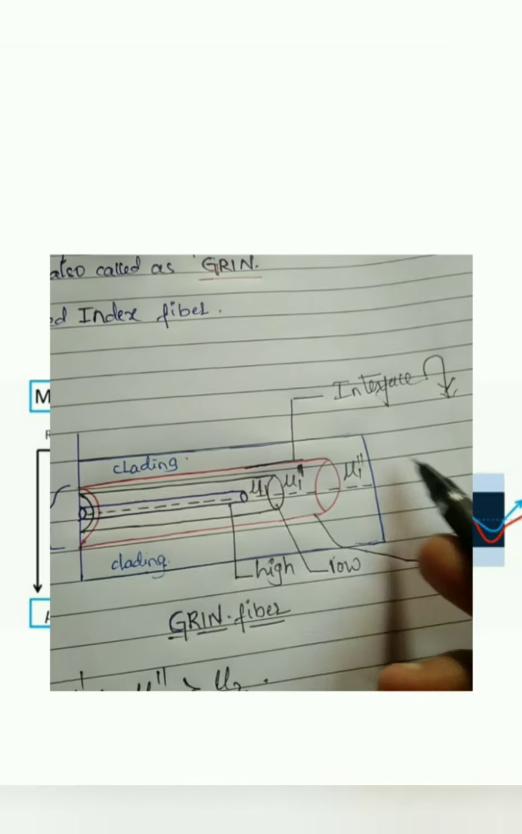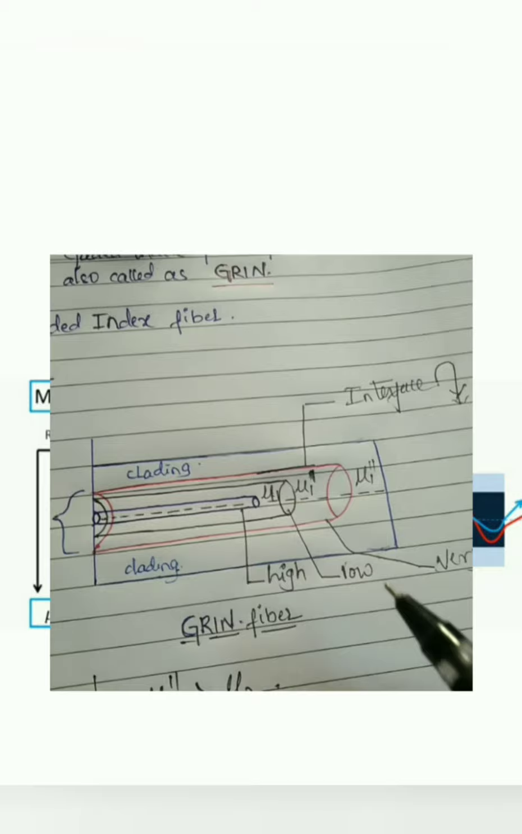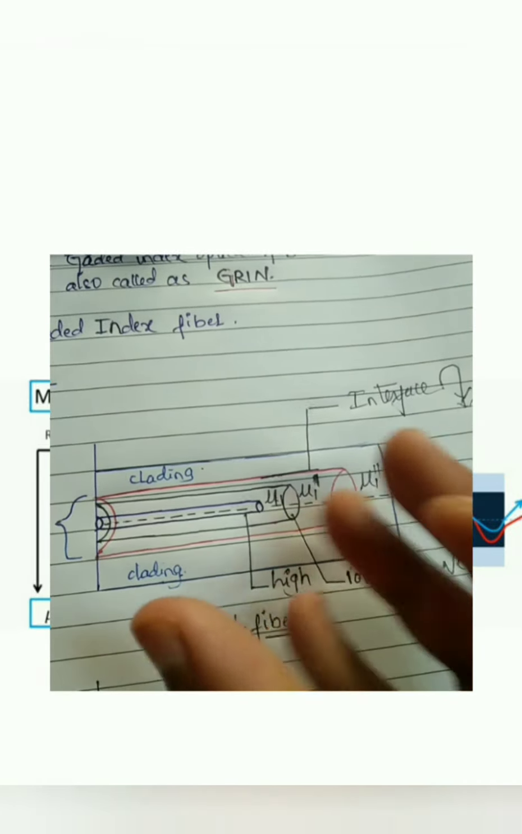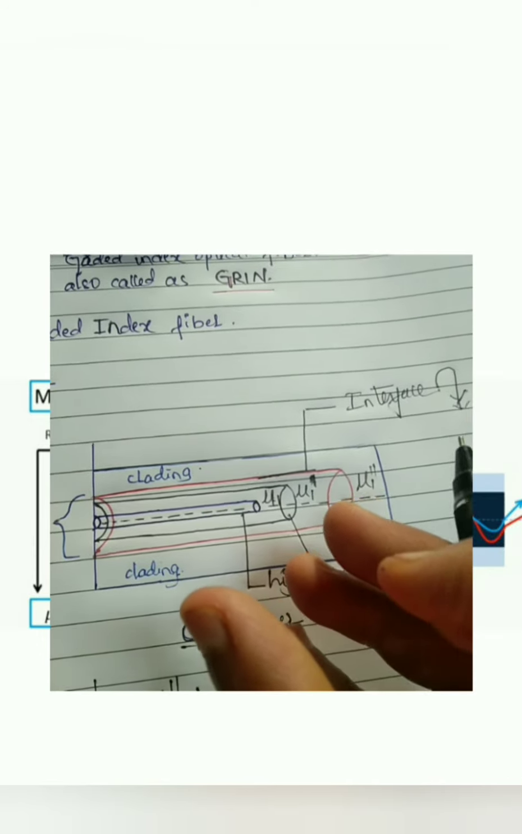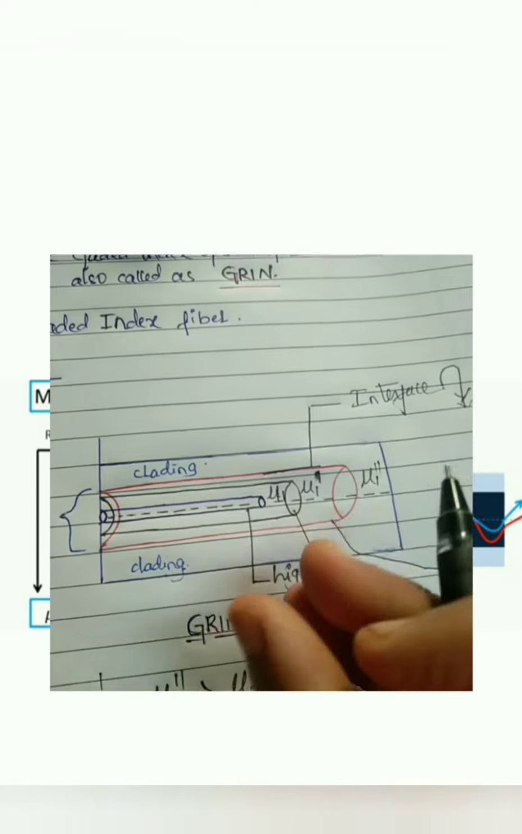That's why this optical fiber is called graded index fiber, because there is a graduation. Graduation means the index profile decreases step by step.